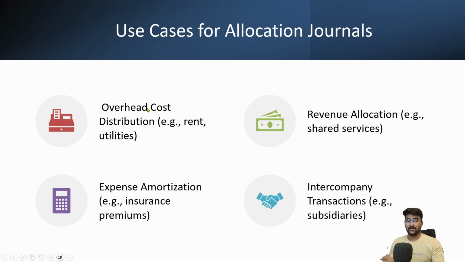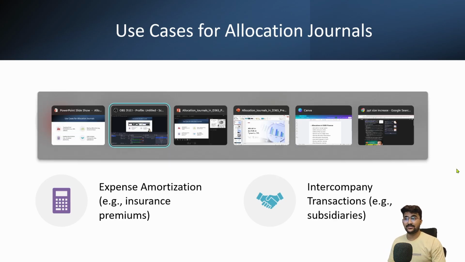Use cases of allocation: overhead cost distribution, for example rent, utilities and advertising expenses, you can use the allocation journal. Revenue allocation: if you want to distribute revenue on a shared basis, you can use that. Expense amortization, such as insurance premiums, you can allocate across different departments and business units. Intercompany transactions you can also use for your subsidiary companies. I hope you understand this. Now let's see in the system.